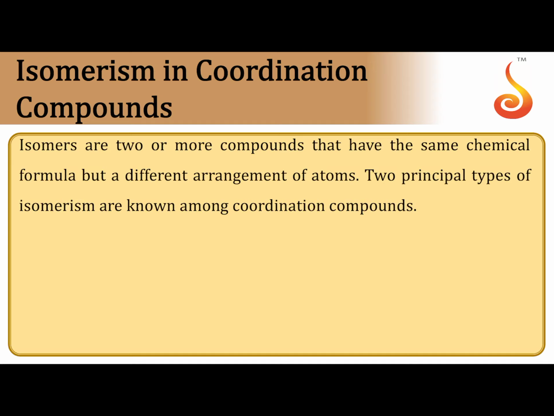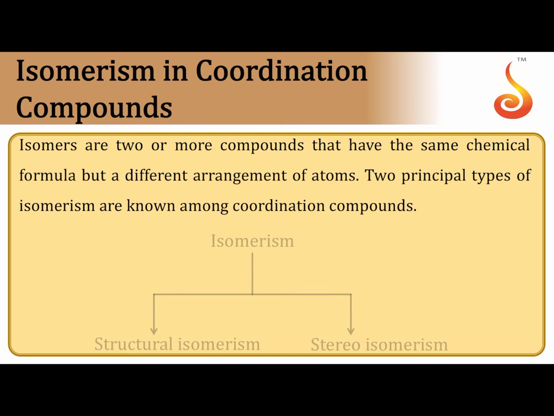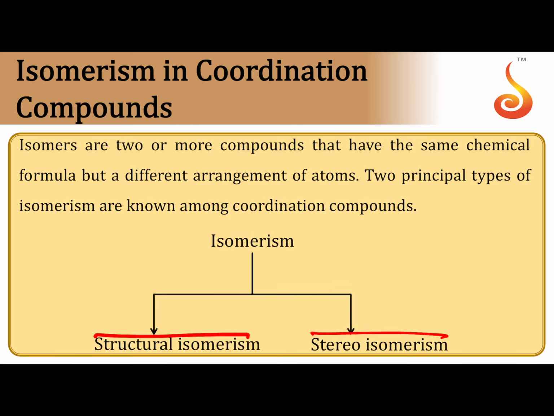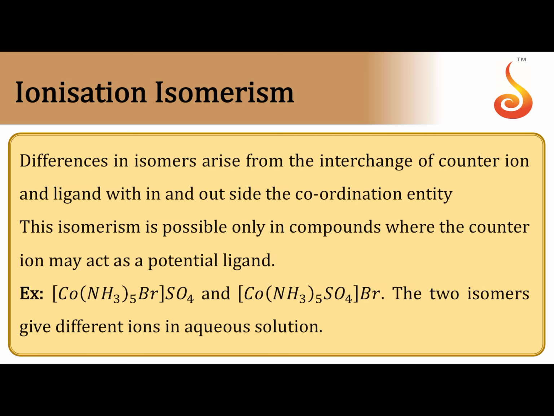Next, isomerism in coordination compounds. Isomers are 2 or more different compounds with the same molecular formula. The isomers are 2 types, structural isomers and stereoisomers. Here stereoisomers are 2 types, geometrical isomers and optical isomers. Coming to structural isomerism, only the structure is different for the 2 isomers. These are divided into various types. First, ionization isomerism.